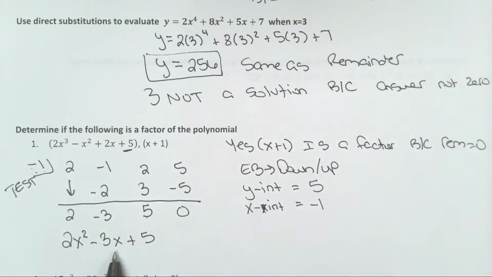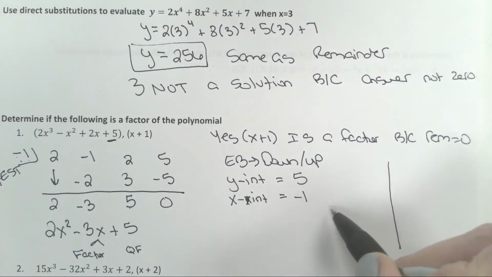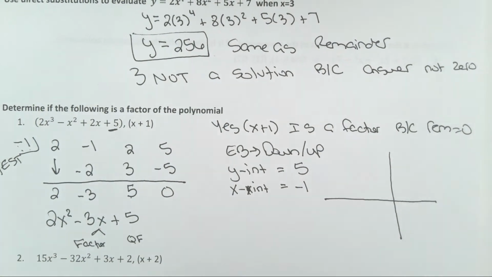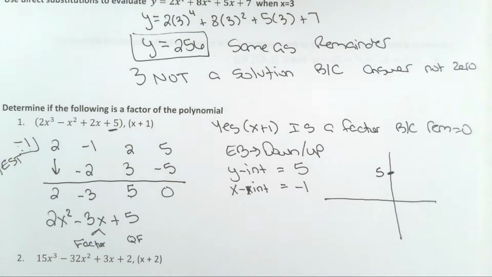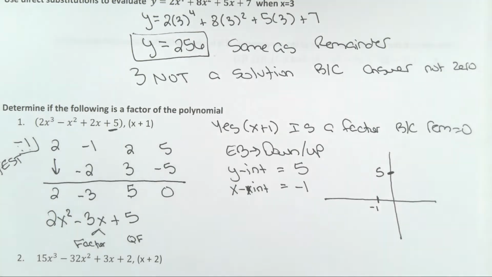And I can tell you that the next thing that we're going to do is you would either factor, or if it doesn't factor, then you would run the quadratic formula to find your other x-intercepts and solutions. So I don't know for sure what this looks like. I can tell that there's a y-intercept there. I can tell there's an x-intercept here at -1.